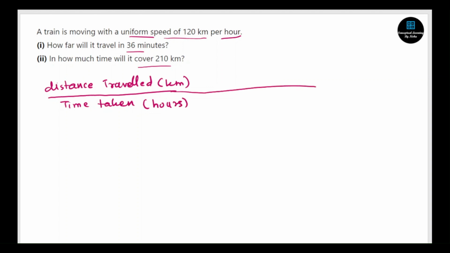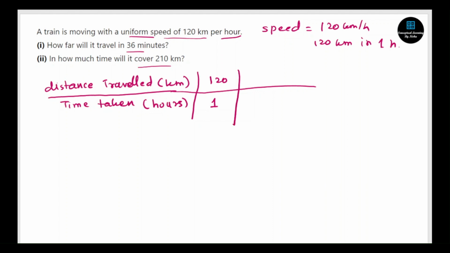Now be careful. Okay, many students are making mistake here. Now what they have given, the uniform speed is 120 kilometer per hour. So the speed is 120 kilometer per hour. That means 120 kilometer in 1 hour. Correct. So I'll just write this 120 in 1 hour. Alright. So I get my first column over here.